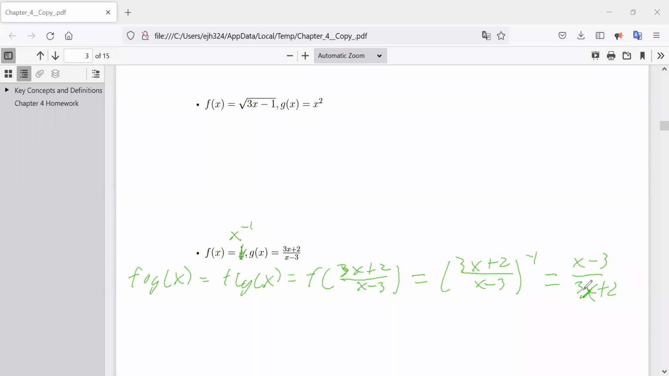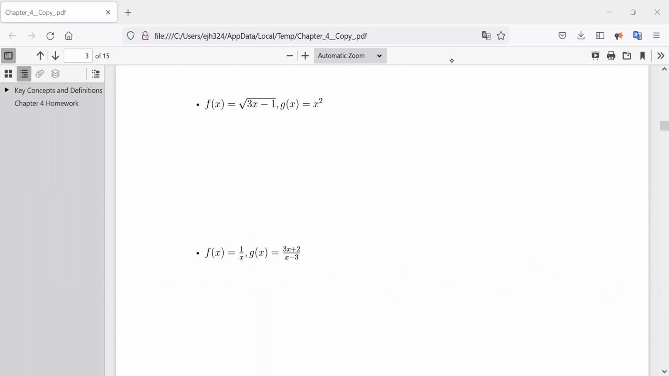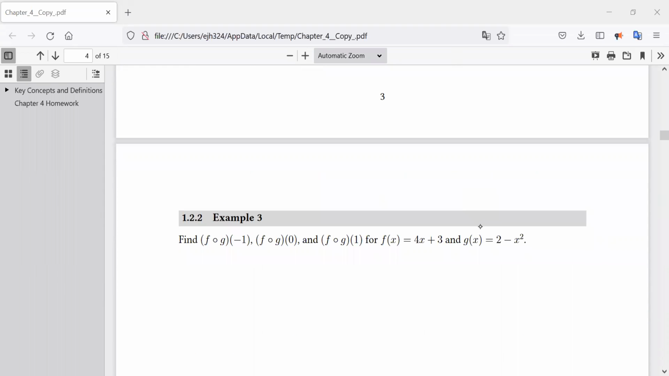Cool. We could go through and do it again for the other one, but it's just going to be a bit of an ugly mess. It won't actually be enlightening for us to do g of f for this one. But another useful thing is, hey, we don't just have to do g of f of x, we can actually evaluate at a point.